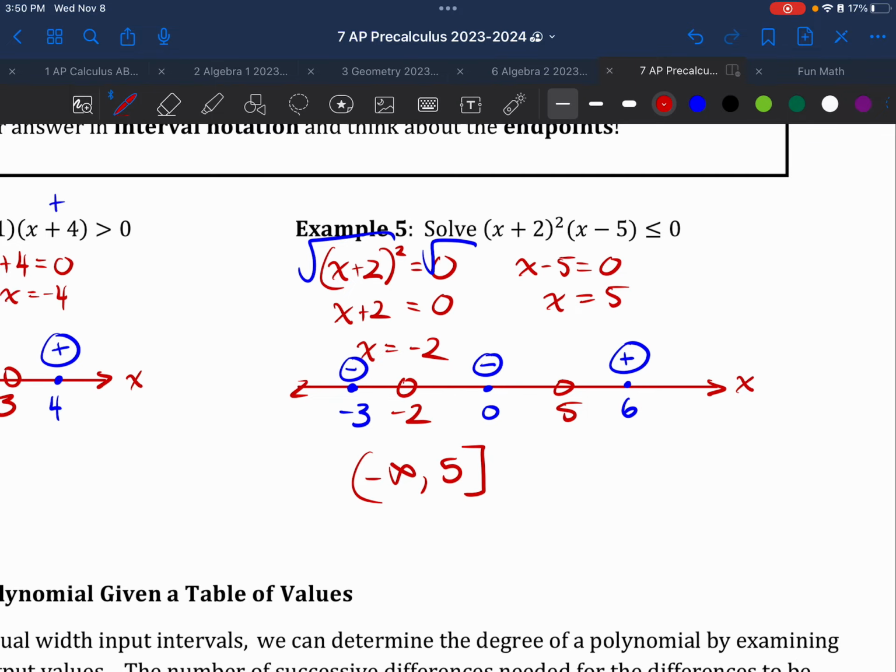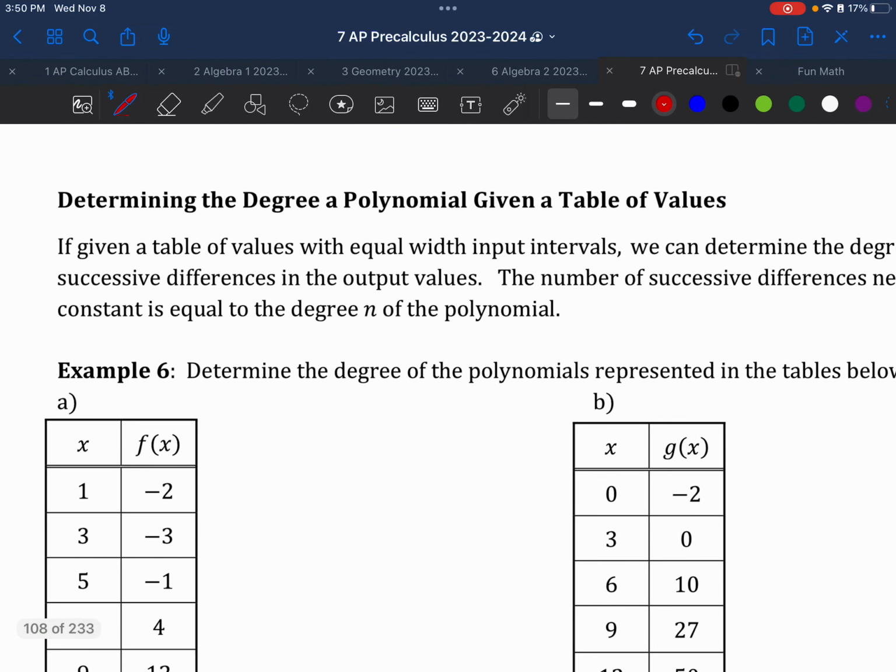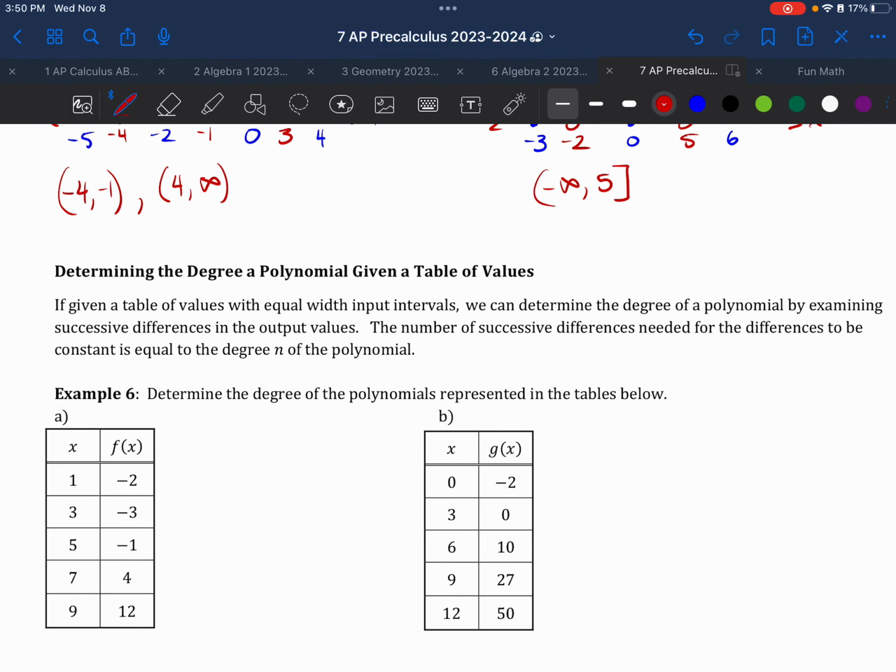All right. Moving on. We are determining the degree of a polynomial given a table of values. How do you do these types of problems? All right, so let's read here. If given a table of values with equal width input intervals, we can determine the degree of a polynomial by examining successive differences in the output values. We're looking at, for example, the first difference, the second difference, et cetera. The number of successive differences needed for the differences to be constant is equal to the degree n of the polynomial. If all of the third differences are the same, it's a degree 3. If all the fourth differences are the same, it's a degree 4. If all the fifth differences are the same, it's a degree 5. That's what it's trying to say here.